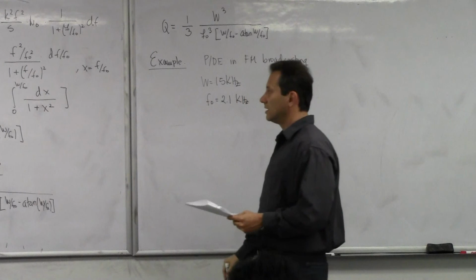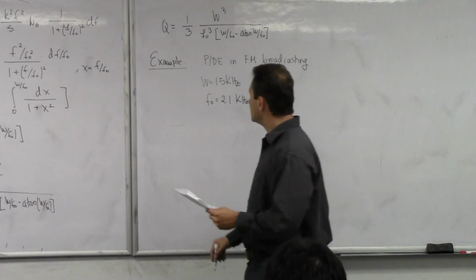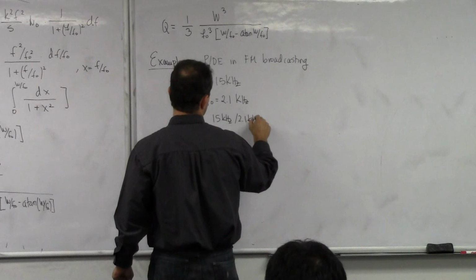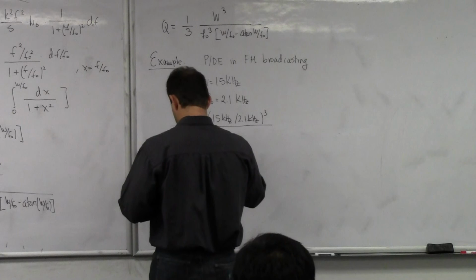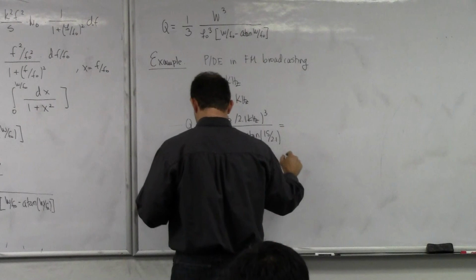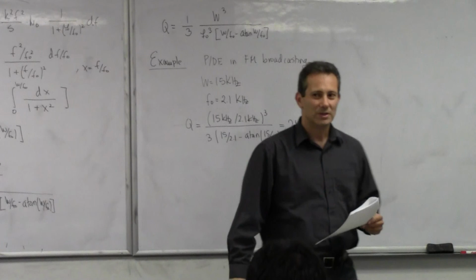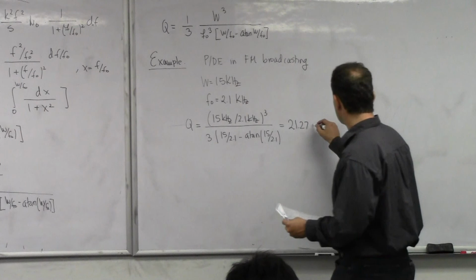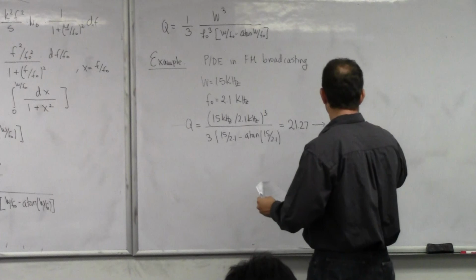That's our pre-emphasis frequency. So if you plug this in, you end up with Q being 15 kilohertz divided by 2.1 kilohertz to the power of 3, divided by 3 times 15 over 2.1 minus arctangent of 15 over 2.1. And that, when calculated, is 21.27. So just by using this simple idea, you get 20 times improvement in your signal-to-noise ratio. So it's really significant. Translated into dB, you're getting 13.27 dB of additional improvement on top of your processing gain.